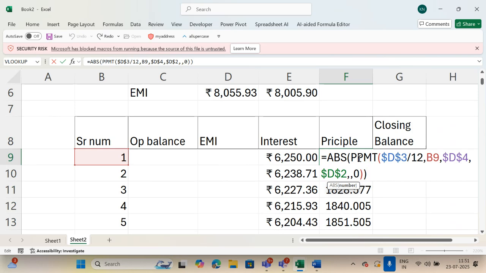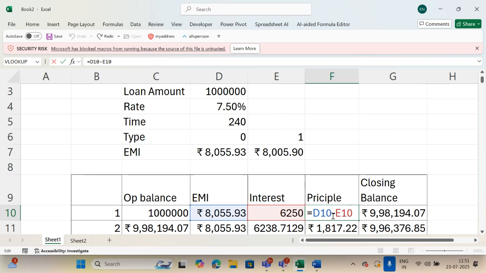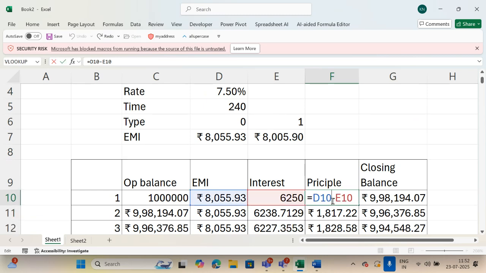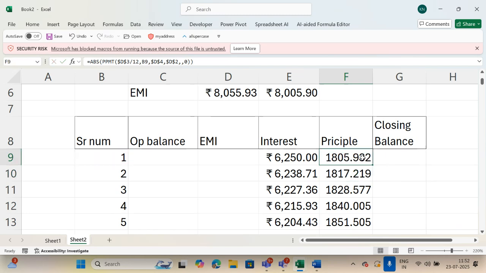No need to calculate, no need for plus and minus. See, when I calculated the principal manually, I used the plus minus sign, and by mistake you can have the wrong calculation. But here you would not have the wrong calculation because you are using the built-in function. Please check whether the principal is the same as when we used the manual calculation previously.